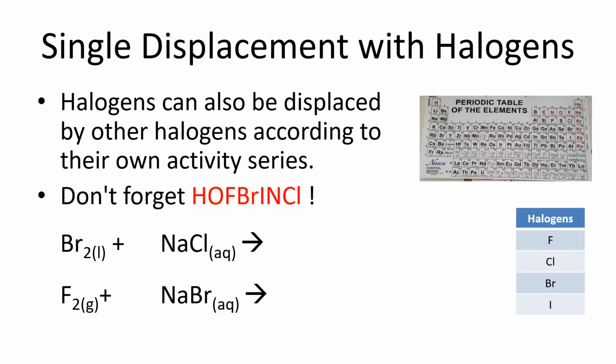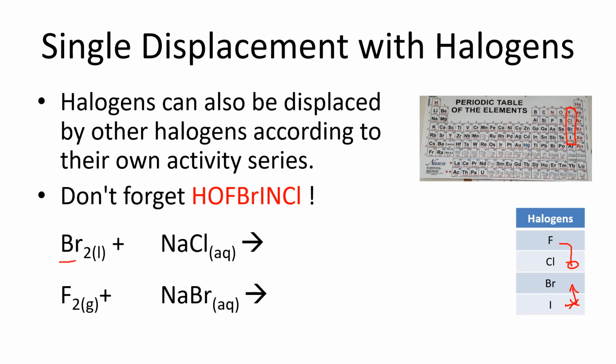All right, the last type of displacement we're going to look at here is with halogens. So halogens, as you recall in the periodic table, is group 7, and it turns out that the order on the periodic table is the same as the activity series order. So F, Cl, Br, I, and it works the same way. Fluorine being at the top of the list, it can displace all the ones below it. Iodine at the bottom can't displace anything above it.